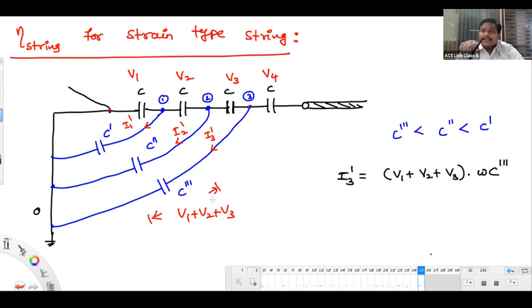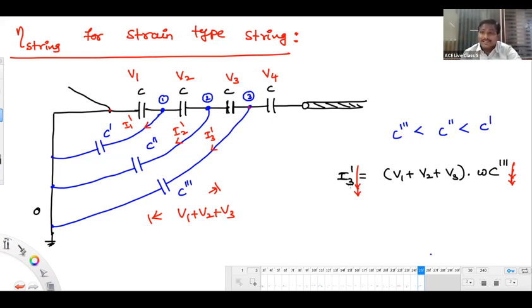But you see, the C triple dash capacitance is negligibly small, right? It is a very, very low number. If that's the case, I3 dash current is also expected to be very, very less.